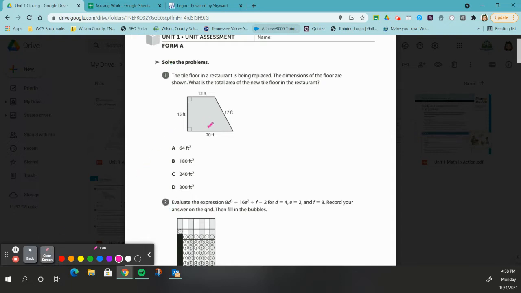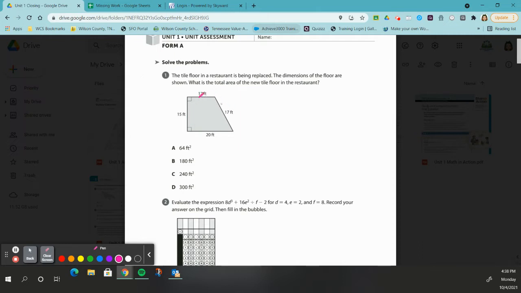So for number 1, it says the tile floor in a restaurant is being replaced. The dimensions of the floor are shown. What is the total area, excuse me, of the new tile floor in the restaurant? So here's the tile floor, and they want to know the total area of the new tile floor.